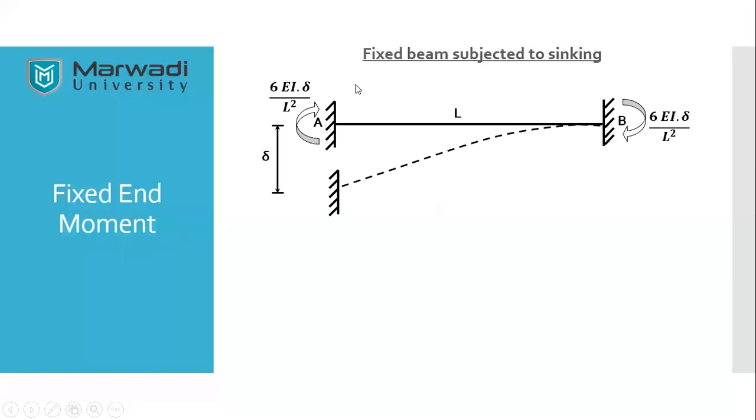Now, when there is a differential settlement, the moment that is going to be generated will be 6 EI delta upon L square. Here again, the direction is quite important. I'll show you all the possible directions, how the settlement occurs and how the direction should be. The formula will always be the same: 6 EI delta upon L square. This also will be 6 EI delta upon L square. But the major problem will be about the directions.